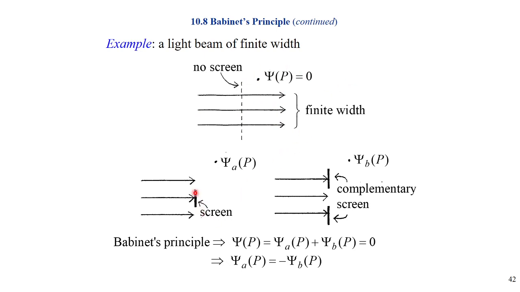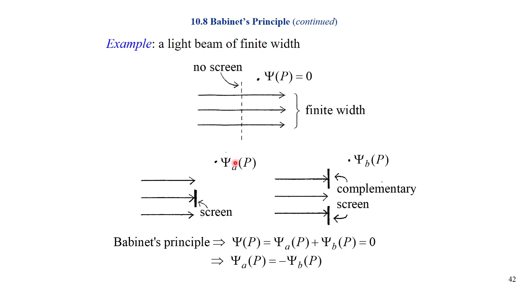Now we have a screen here, or we have another complementary screen. Because of the obstacle, they will generate diffraction, and because of the small opening, they will also generate diffraction. So initially nothing, now we have two. So obviously, according to Babinet's principle, phi p equals phi a plus phi b equals 0.